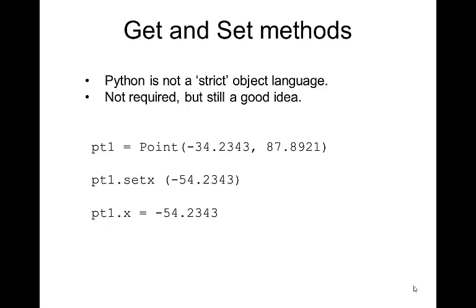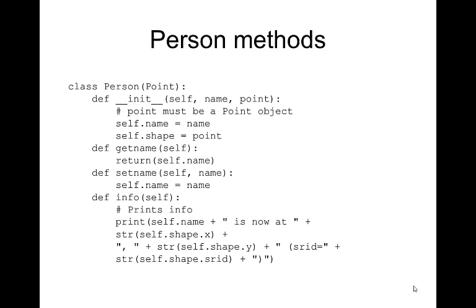This is sloppy code, which Python allows you to do. This is more the stricter object way of doing things. So here's our class Person, with a couple more methods added in here. We've got our initiation method, then we've got our get name and set name methods defined to set and get the name of the person object.